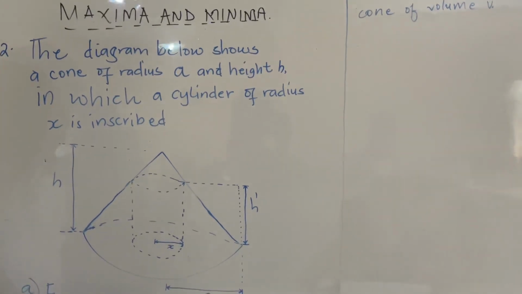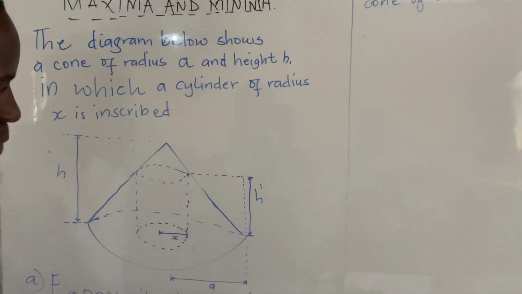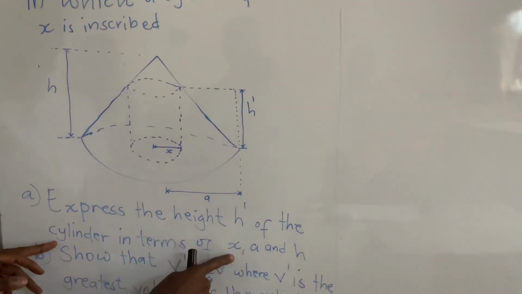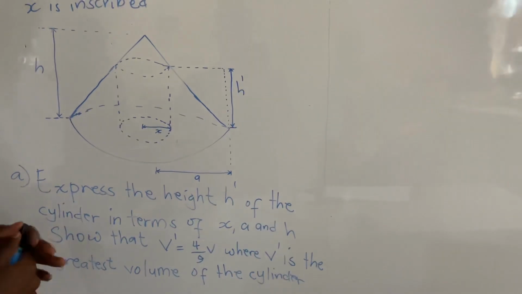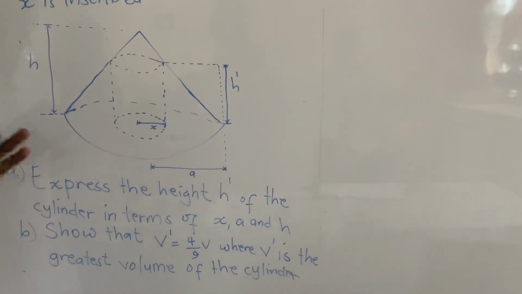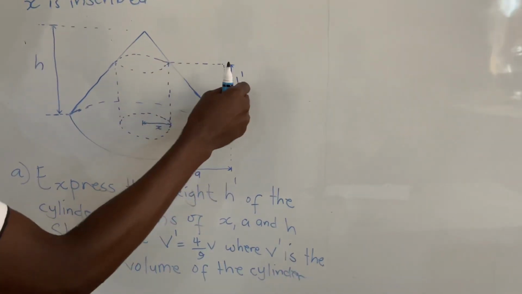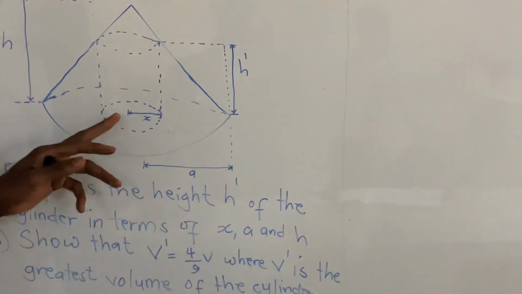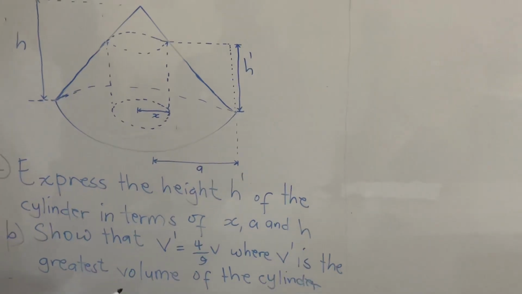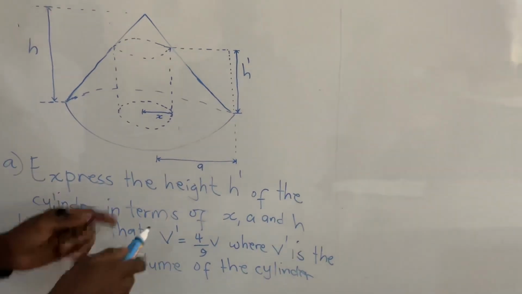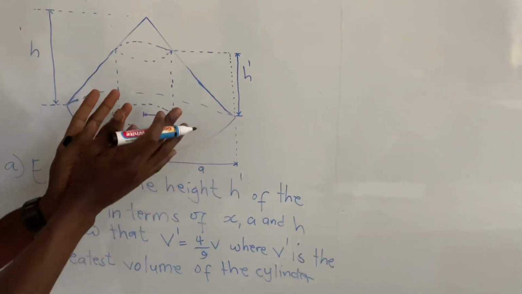Part A: express the height h prime of the cylinder in terms of x, a, and h. Let us start off with this one here. I want us to express this h prime in terms of h, x, and a. Now, how would we do this? We are first of all going to consider using similar figures.